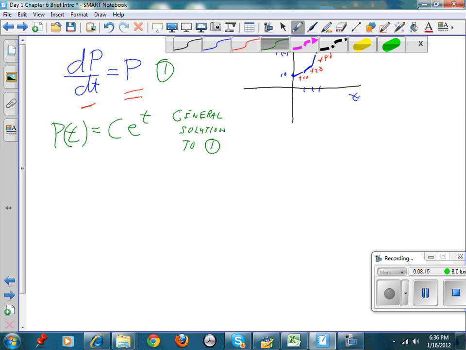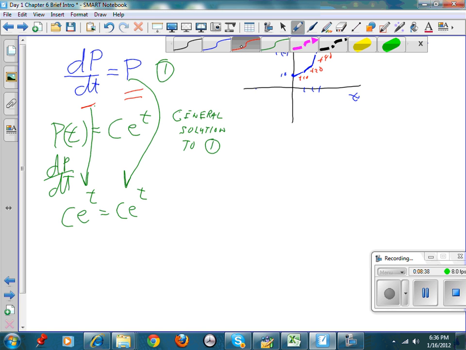Okay, so let's take dP/dt. dP/dt is going to be what? Well, it's going to be C e to the T. That's the left side, okay? So I plug into the left side, I get that. How about if I plug into the right side? What's the right side? P. Oh, that's just C e to the T. Oh, look, the left side of the equation equals the right-hand side of the equation. So this is a general solution. General meaning, what's C? C could be any constant.